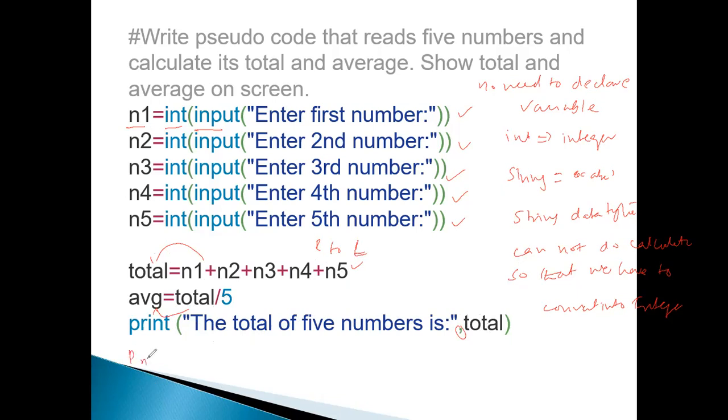You can write print, the average of 5 numbers is, colon, double quotation close, comma. This variable I will write here, average.